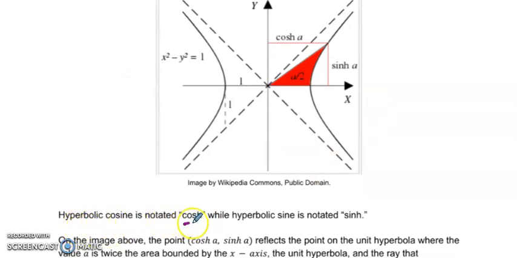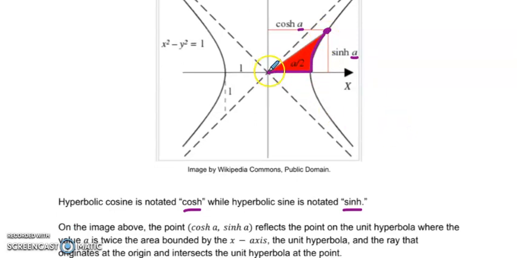Hyperbolic cosine, first of all, is notated cosh, and hyperbolic sine is sinh. So on this image, the point cosh A, sinh A is this point right here, and it is the point where the value A is twice the area bound by the x-axis, the unit hyperbola, and the ray that originates at the origin and goes through the point cosh A, sinh A.